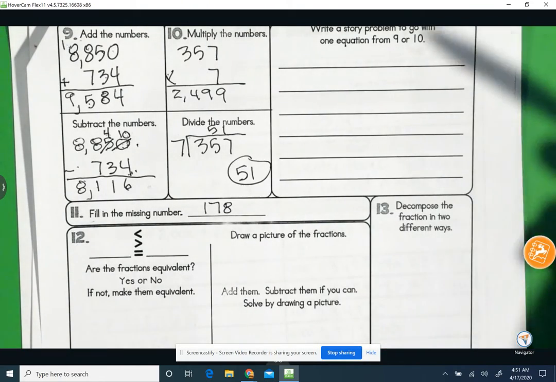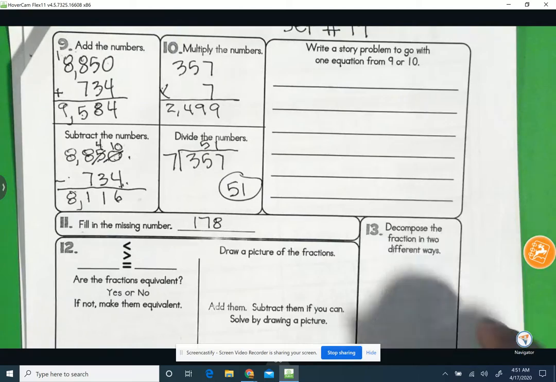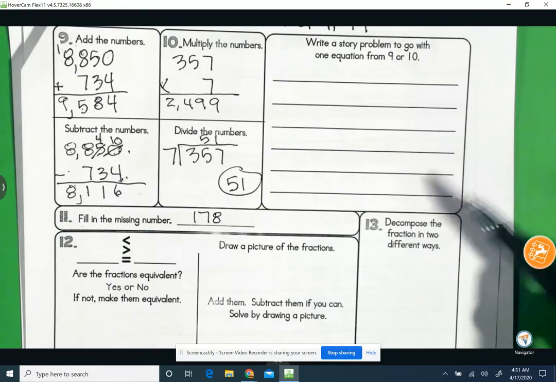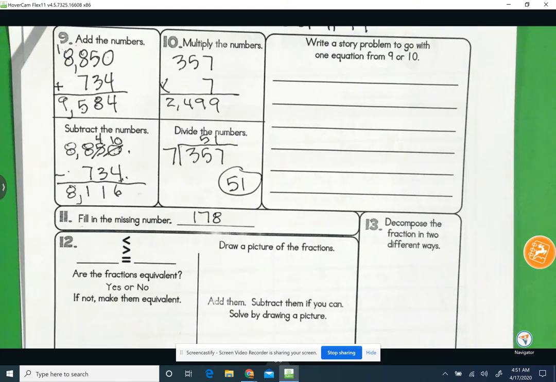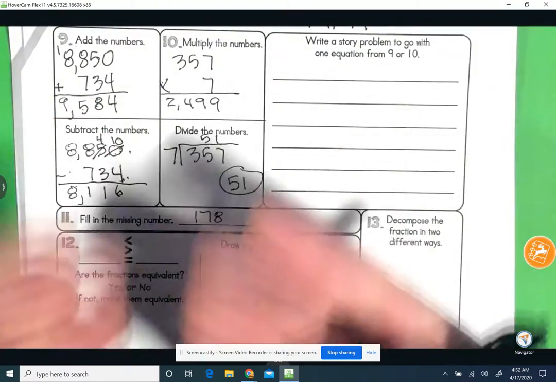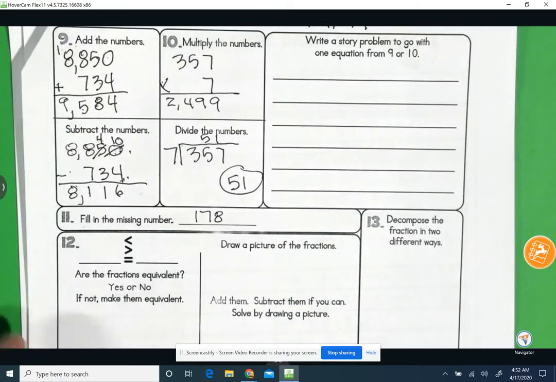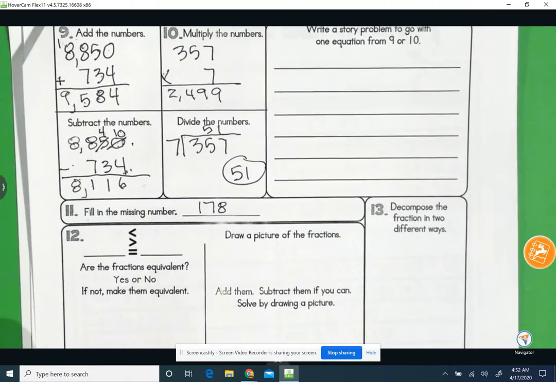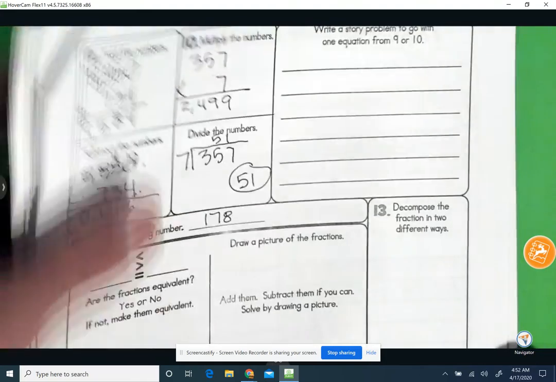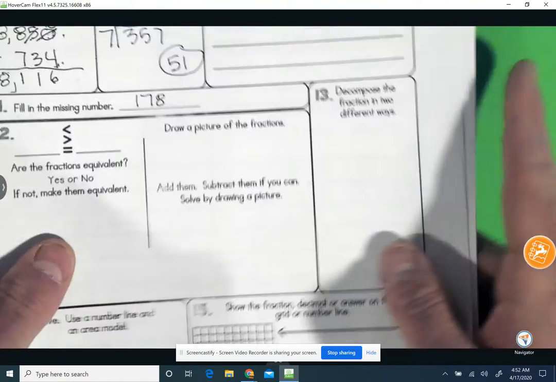All right, so let me back up. Number 9 or 10 can be used here to create a story about either one of these scenarios. The scenarios would be the numbers that are involved in the problems. All right, so let's look at the doozy at which we call number 12.